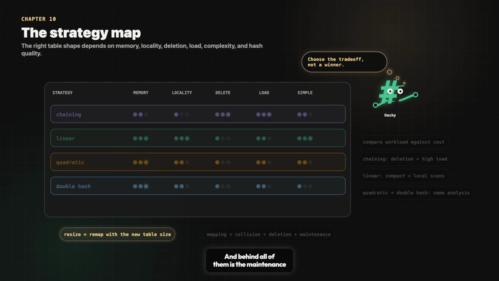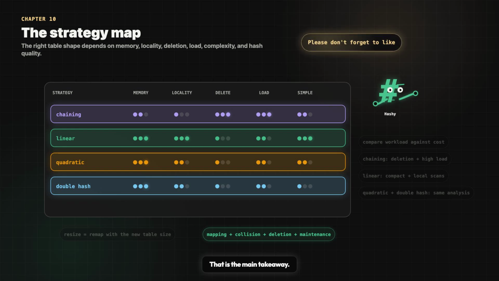And behind all of them is the maintenance rule from part 1. When load factor gets too high, resizing usually means recomputing home slots with the new table size and placing records again. That is the main takeaway. A hash table stays fast because mapping, collision handling, deletion, load factor, and resizing are designed together.